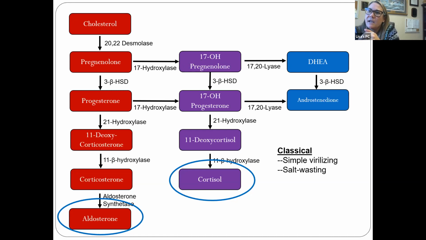I can't see your faces. And so a simple virilizer is going to make enough aldosterone to get by, so they don't have salt wasting, but they don't make enough cortisol, so they're still shunting over to their sex steroids. And again, a boy would look like a boy, but present later in infancy or childhood, probably with pubarche. And a girl would have some sort of genital ambiguity because of the androgen overproduction, but they don't have the low sodium, high potassium, and the salt wasting crisis.